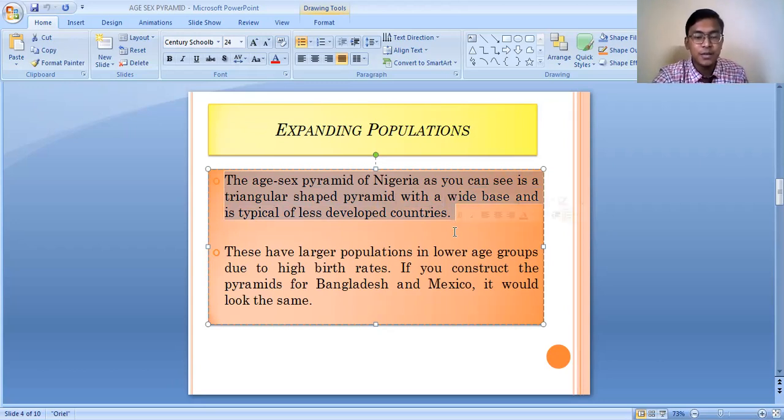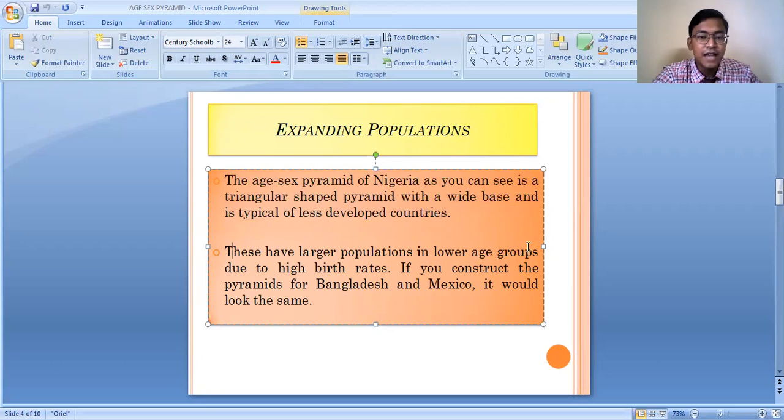So the age-sex pyramid which I have shown you just now is a triangular shaped pyramid actually. And the base is much wider. This type of pyramid can be drawn with the population of the less developed countries. Basically the less developed countries represent such kind of population pyramid.